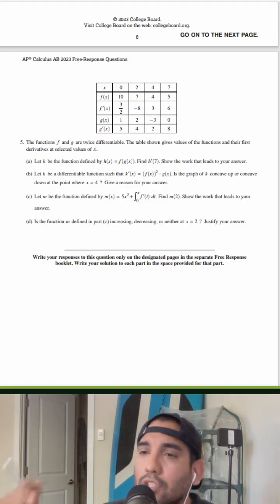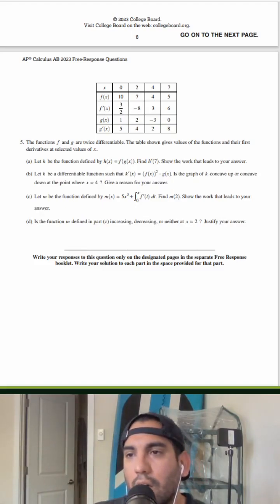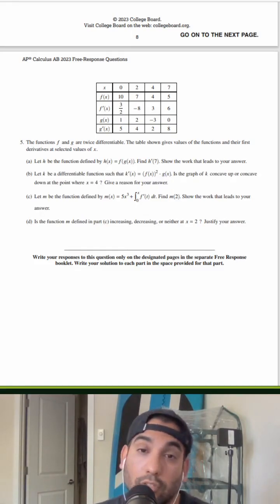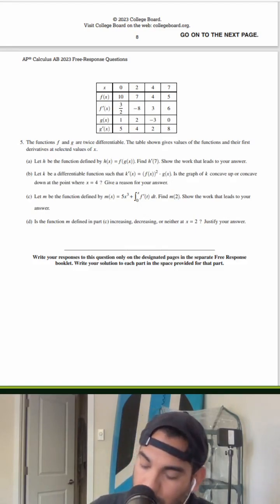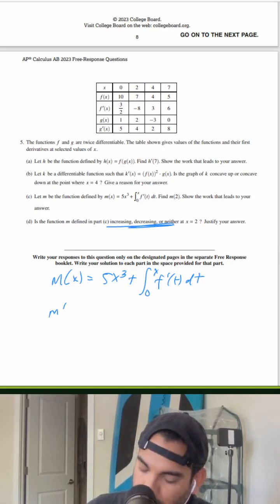That's what matters. So part D, is the function m defined in part C increasing or decreasing? We need to take the derivative because they're asking about whether it's increasing or decreasing. Don't forget, we have 5x cubed plus the integral from 0 to x of f prime of t dt. This is where you've got to be careful. So we're going to take the derivative.